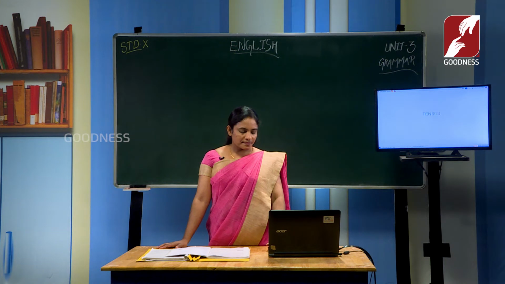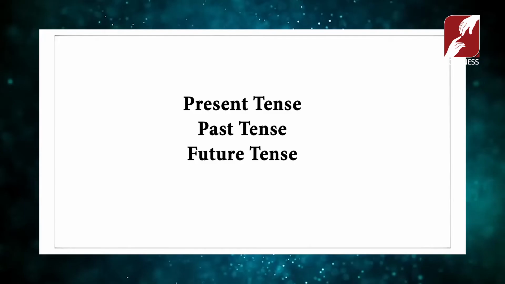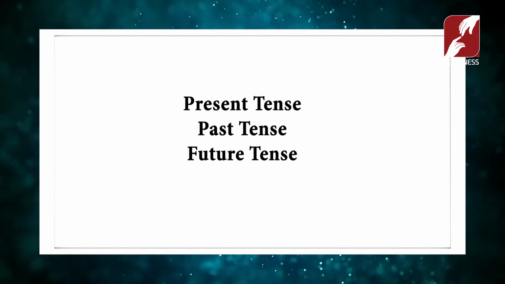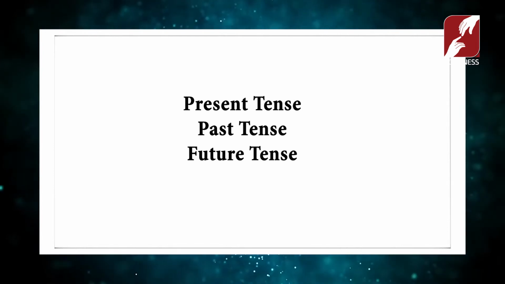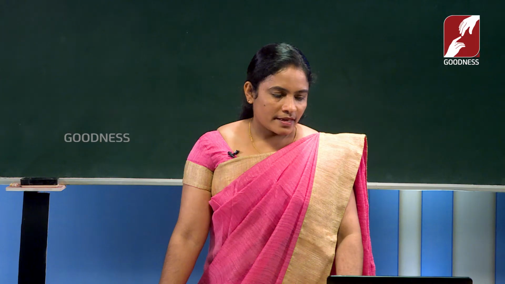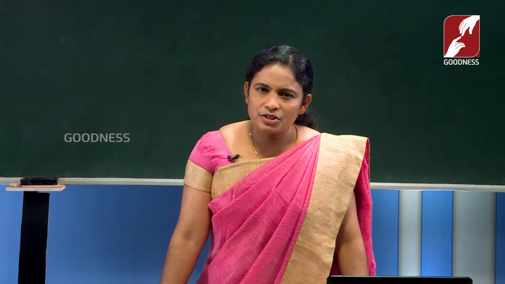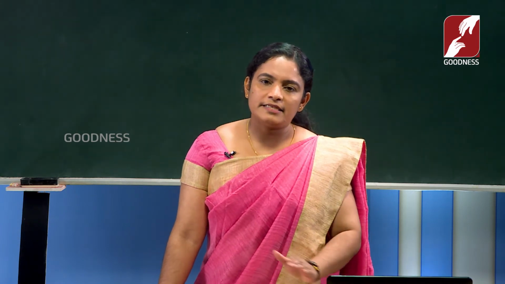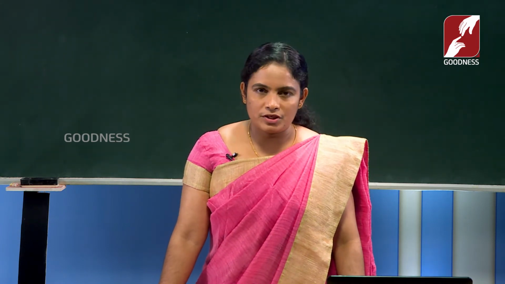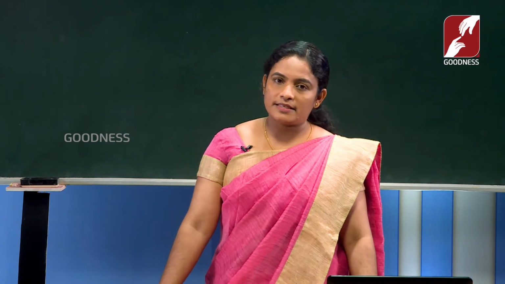How many tenses are there in English? There are 3 main tenses. Which are they? Present tense, past tense and future tense. Then, are there any divisions in each? Yes. In these 3 tenses, there are 4 divisions each. That means totally 12 tenses are there.